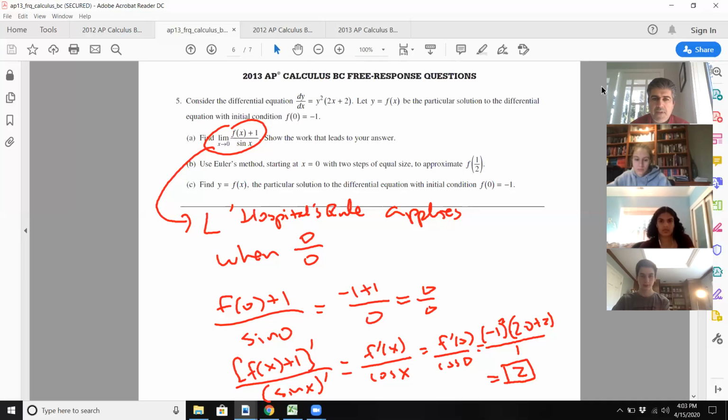As a betting man, I'm saying it's FTC and series. That's what's going to be the BC exam, but you never know. They could throw you a curveball, or they might have a small part of one of the questions that might involve related rates, might involve differential equations, might involve volume. You don't know. So we'll see.